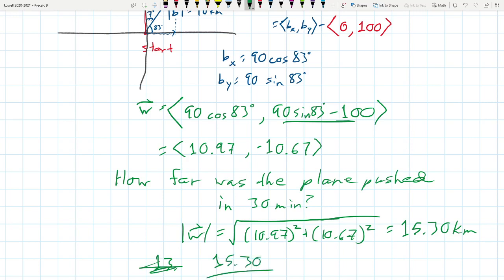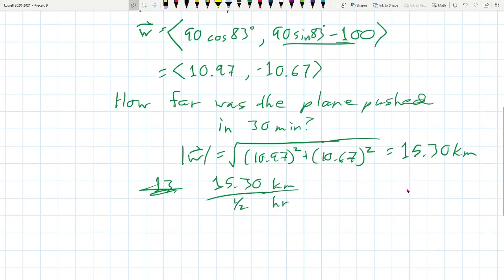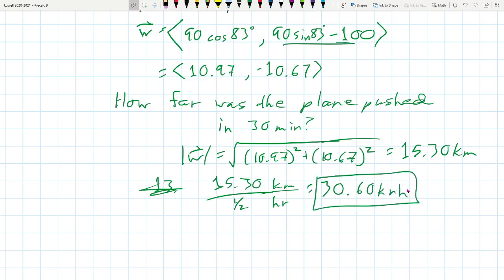15.3 kilometers divided by half an hour, so 0.5 hours to get kilometers per hour, which is essentially doubling it. So that just means the wind blows at a speed of 30.60 kilometers per hour. I don't know why it's kmh. It should be km over h, I suppose, but that.